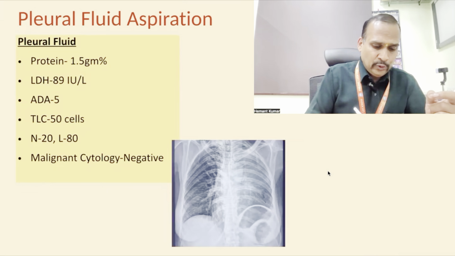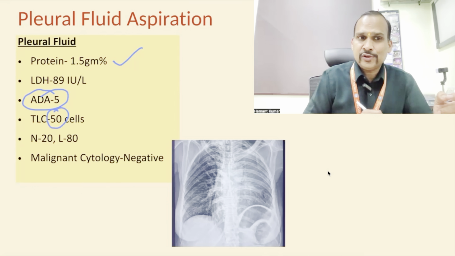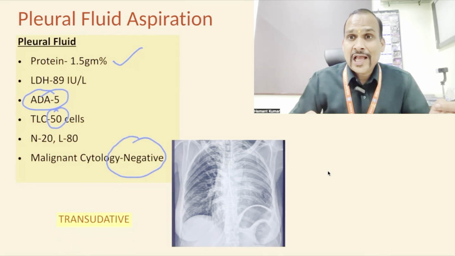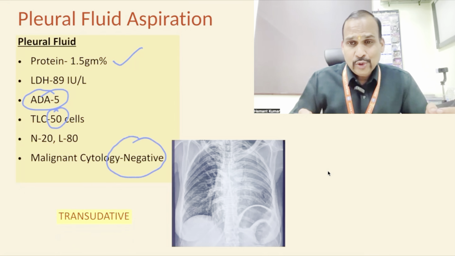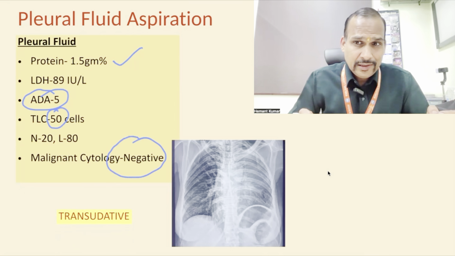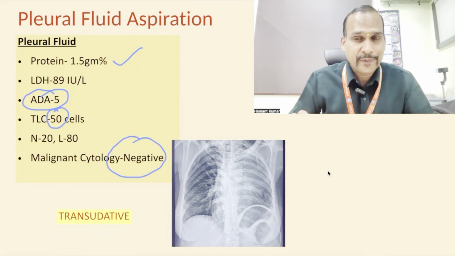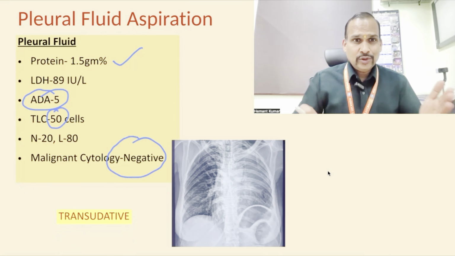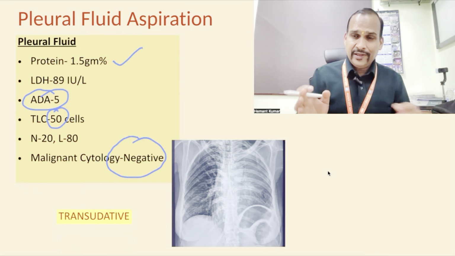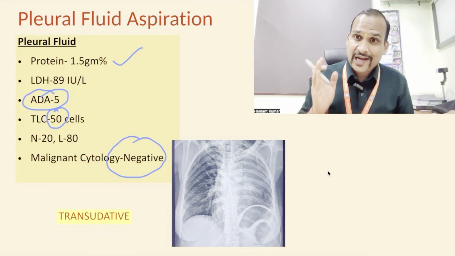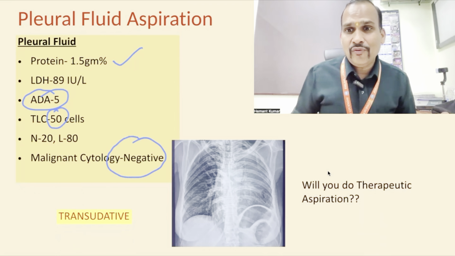Okay, pleural fluid analysis. If you see, protein is 1.5, ADA just 5, very few cells, 50 cells only, and negative for malignancy. So this is transudative pleural effusion. You can expect transudative pleural effusion in this patient. Whenever there is collapse of upper lobe and lingula, you can expect transudative pleural effusion. There is no surprise. So this patient is a middle-aged female having left upper lobe intrabronchial mass with transudative pleural effusion. Now, what will you do?